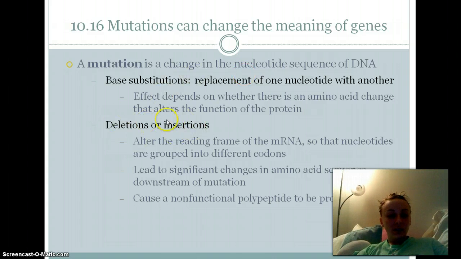With deletions or insertions, that can possibly lead to significant changes in amino acid sequence, because we're completely deleting nucleotides, and that will change the sequence of codons, which will change the sequence of amino acids, which will change the protein. That can have a really, really big effect, and it can cause a completely non-functional protein to be produced.